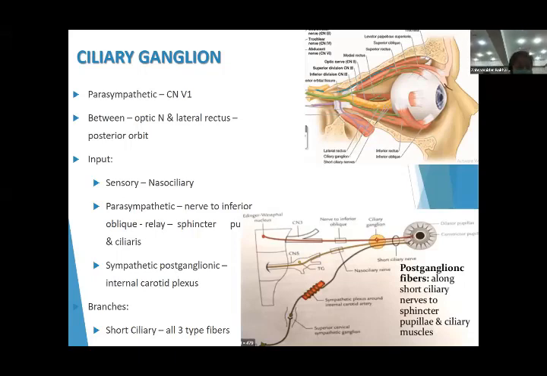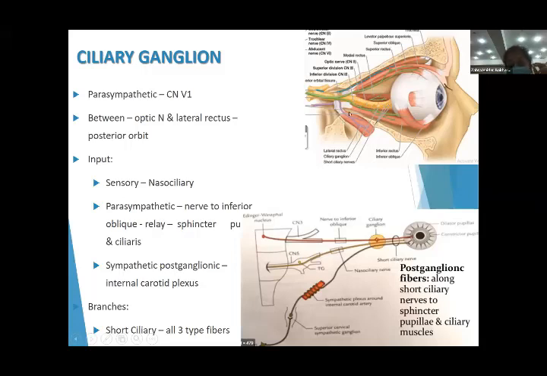And the ciliary ganglion is lying inside the orbit. It is for the supply of the structures inside the orbit. Now where is it lying? This is the ciliary ganglion. It is lying on the optic nerve. This is the lateral rectus muscle, this is the cut end of the lateral rectus. So lateral rectus is lying over here.